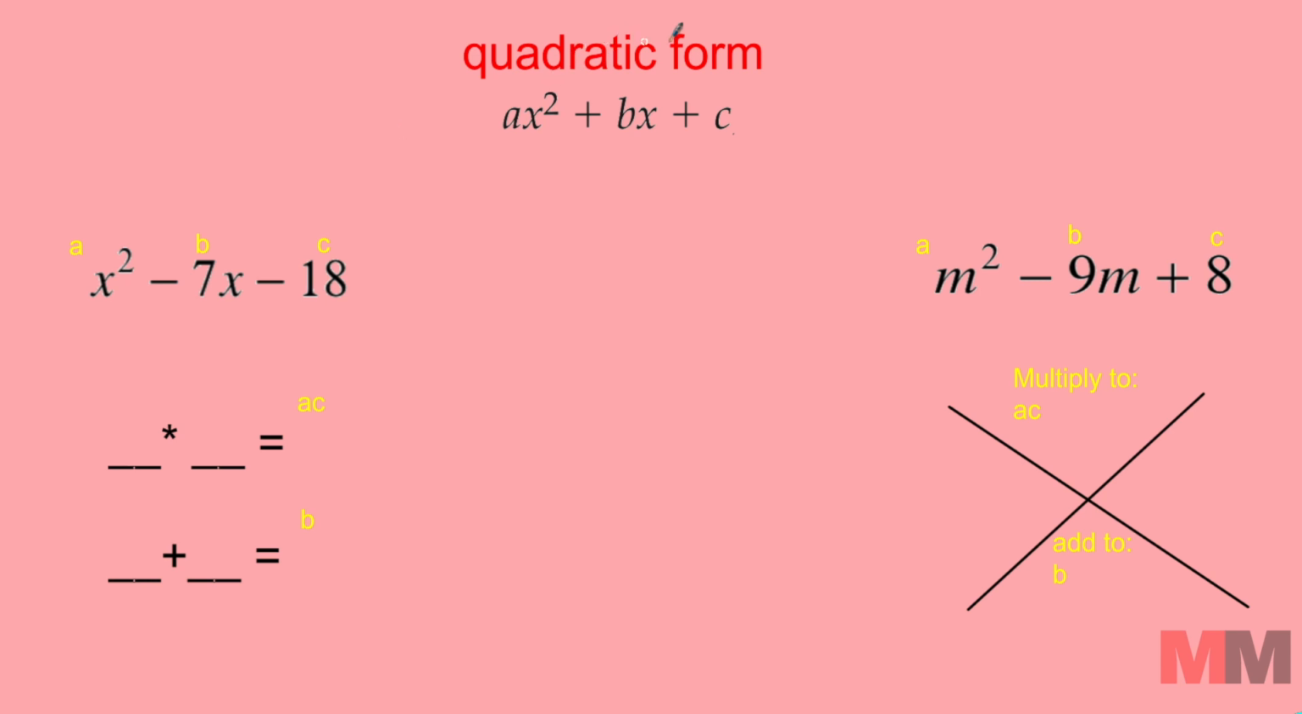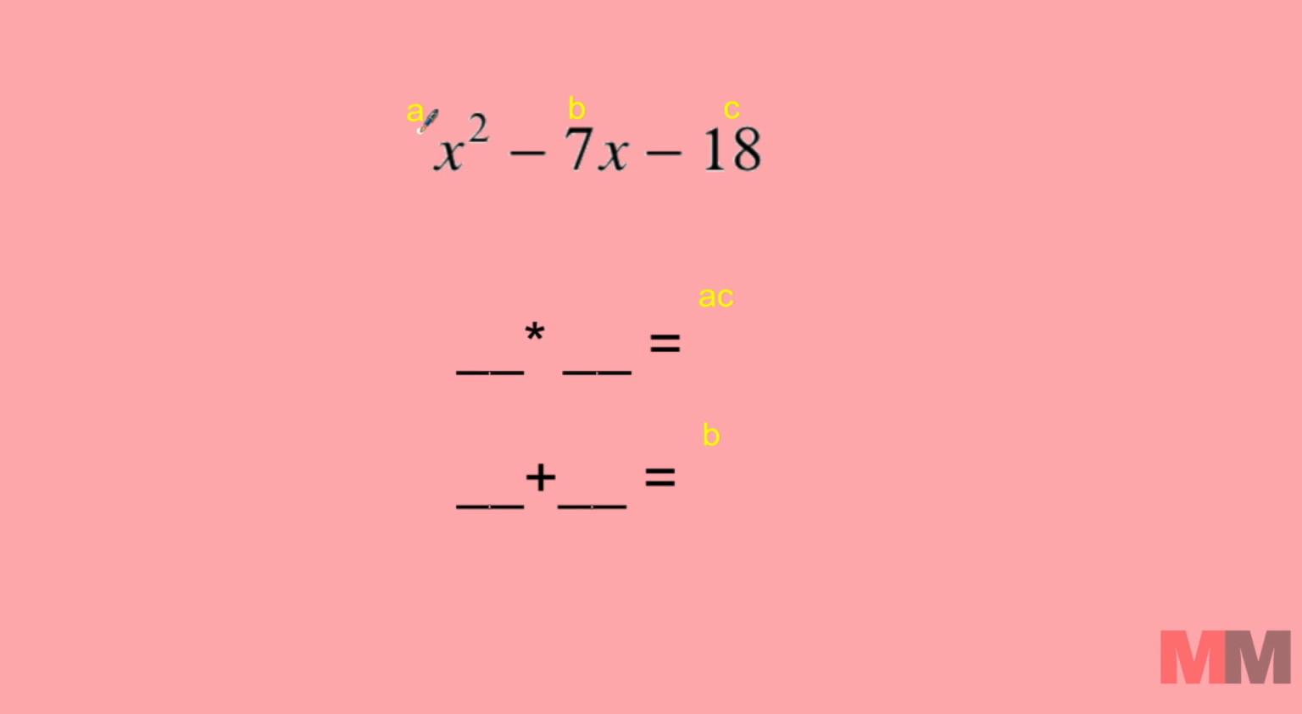You have to know that a quadratic form is in this format, where a is a number next to whatever is squared, b is a number next to the variable by itself, and c is just a constant, meaning it's just a number. So over here, a would equal 1. If there's no number there, it's a 1. b is negative 7, and c is negative 18.